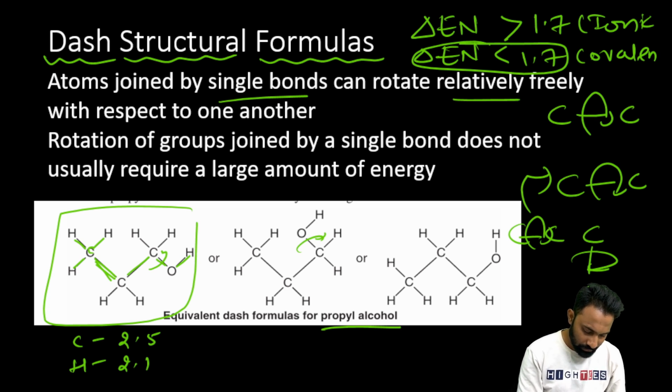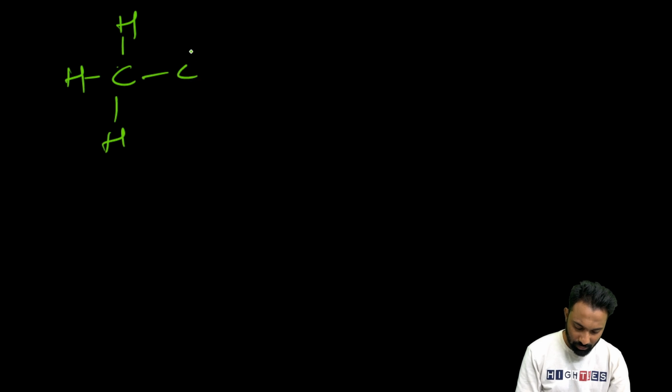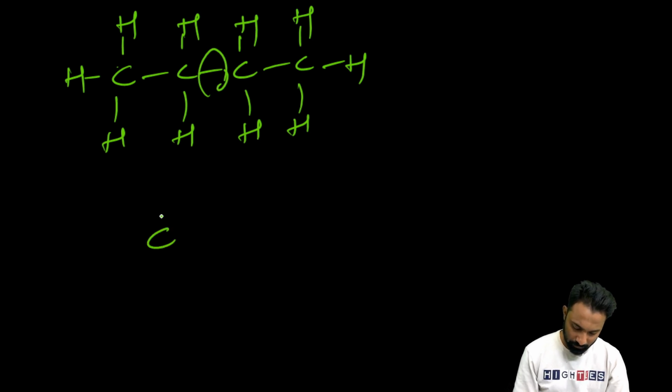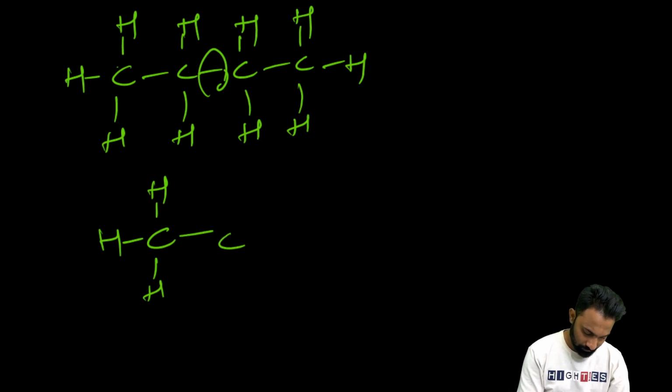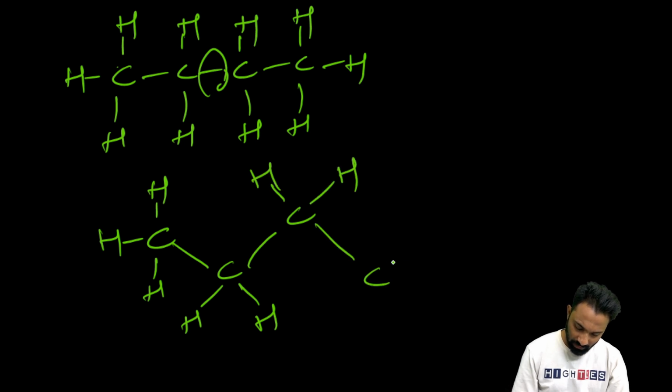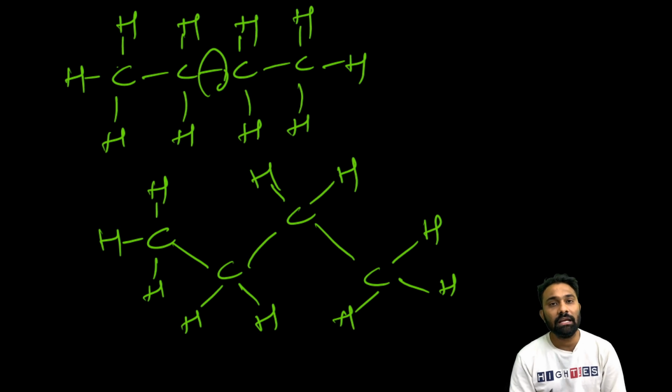For example, if I take butane, let us assume this is butane. Done. Clear? In this butane, if I rotate in this manner, I can write in this manner also. I can freely rotate the carbon and the carbon.